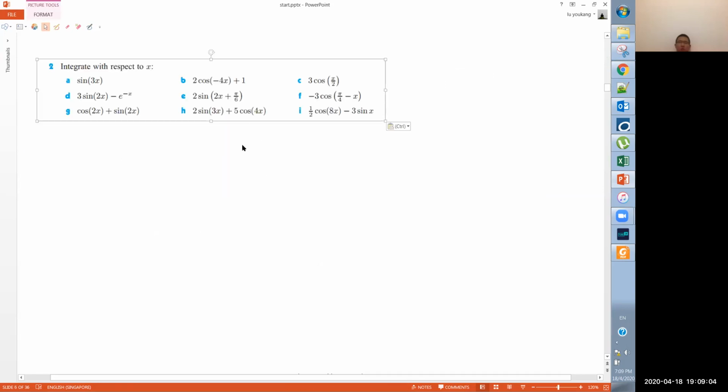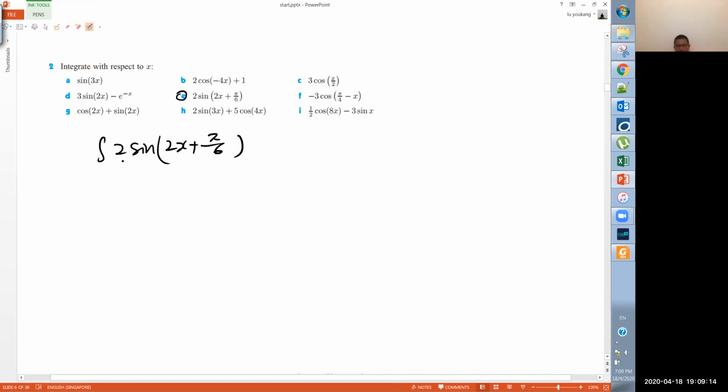How do you solve this question? Okay, so I hope you still remember. So let's take a look at 2e. To do this question, what you need to do is take out the 2 first, because the 2 can be taken out of the integration sign. So what you do is you just integrate this.